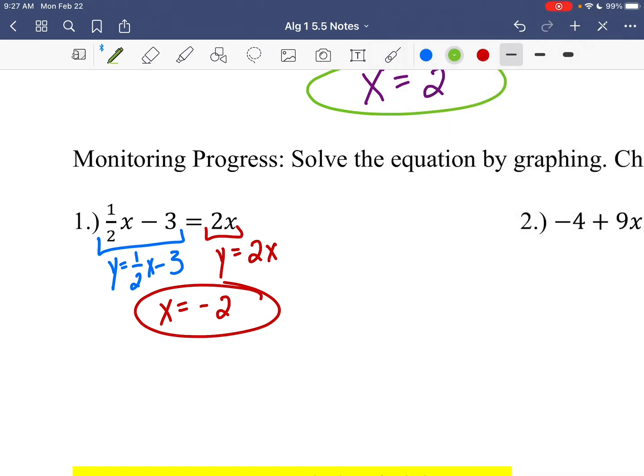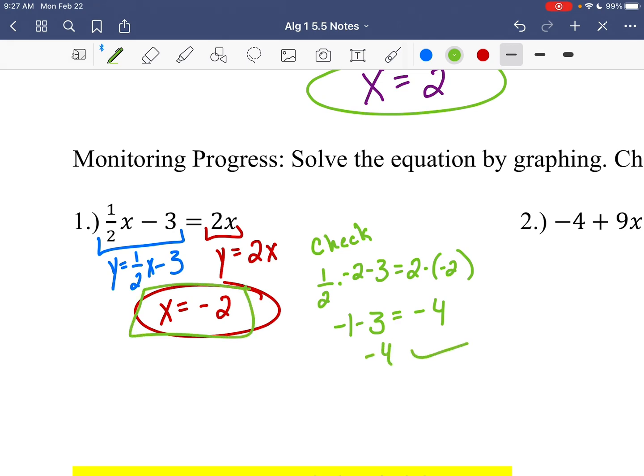So I'm going to plug a negative 2 into here. Here's my check over here. 1/2 times negative 2 minus 3. Does that equal 2 times negative 2? Okay, 1/2 times negative 2 is negative 1. 2 times negative 2 is negative 4. Negative 1 minus 3 is negative 4. Yep, it worked. So my solution there worked. X equals negative 2.